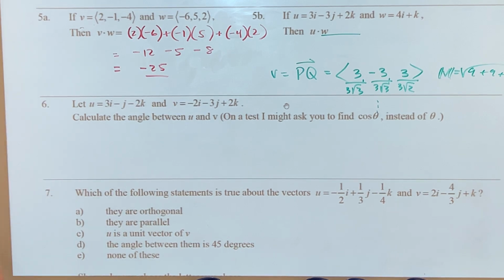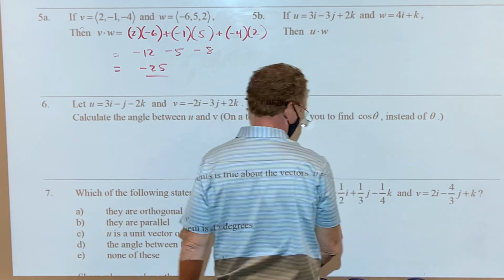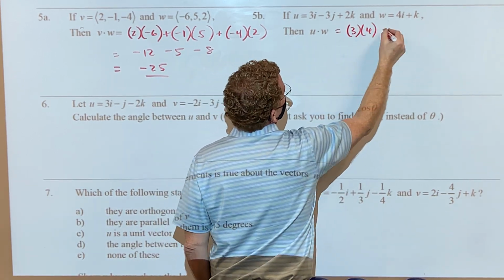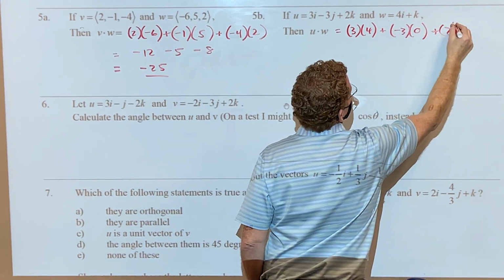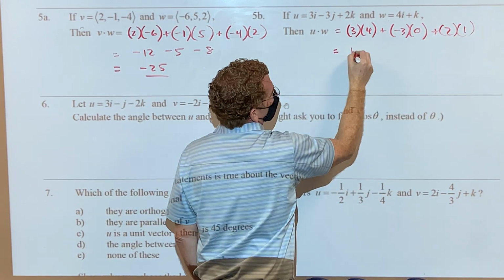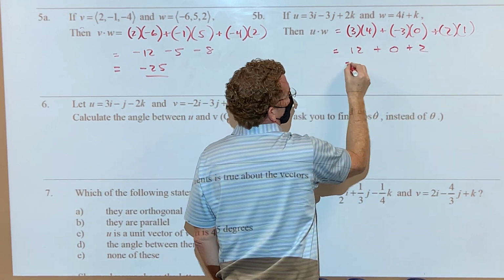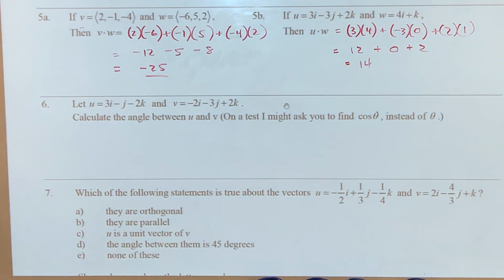Dot product of those, what's going to happen if you're missing the j term up here? That's right, plug in the 0. So here, I'm going to have 3 times the 4 plus negative 3 times the 0 plus 2 times the 1, 12 minus nothing, or plus nothing, whatever, plus 2.